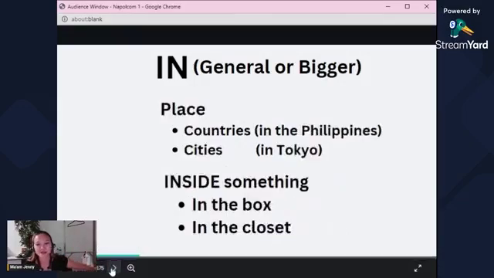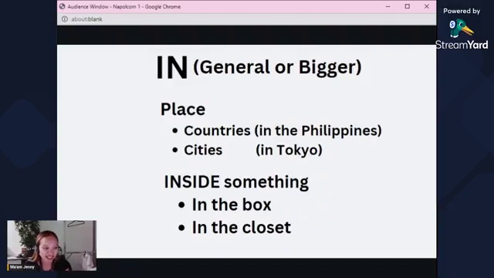So, anyway. Let's proceed. Kapag in, it's still bigger. So, for example, place. So, countries, right? So, if we use a country, syempre, malaki yan. So, in the Philippines, in Japan, or kapag cities naman yung pinag-uusapan natin, in Tokyo, in Cebu City, in Manila, you don't say on Manila or at Manila, okay? If it's big, it's a country, it's a city, always use in, okay?